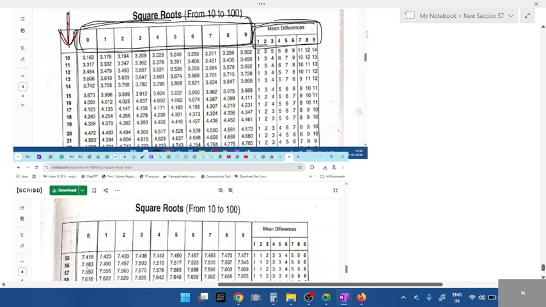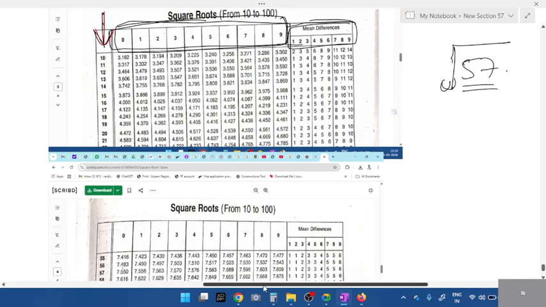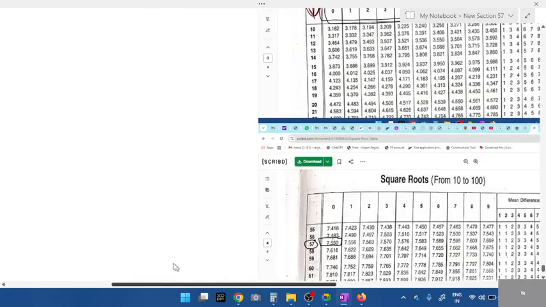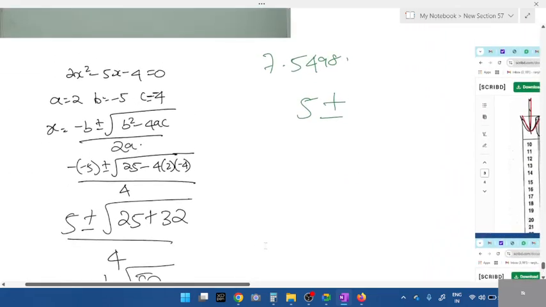Now first, 57. See, square root of 57. Only the first two values are given, so take the left hand side. Look at 57 here. After 57, there is no value, students, so we will consider it as 0. So you need to take the first value. What's the answer? 7.550. If you round it up, we're getting 7.550. This is how you have to use the table.